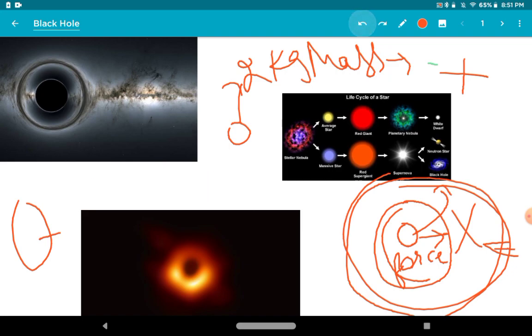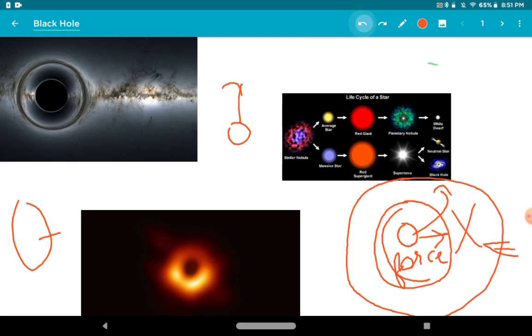Now let's understand how a black hole is formed. When a supernova explodes, the remaining density becomes a black hole. It becomes the black hole. After that we will learn the stages of the black hole.